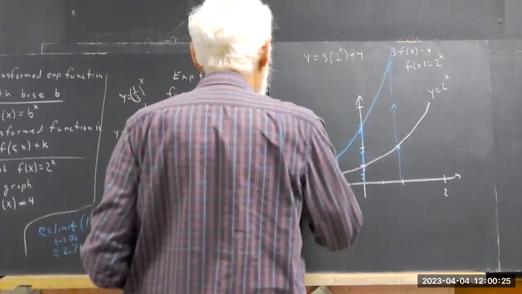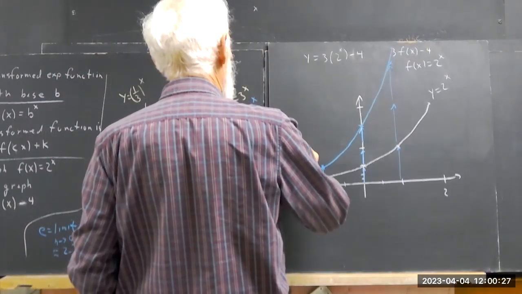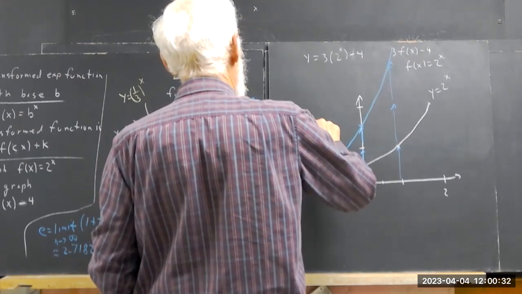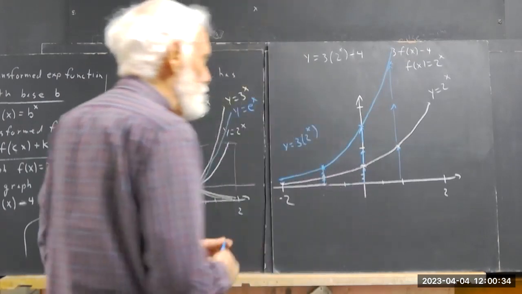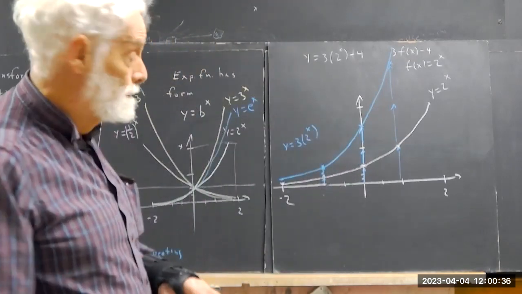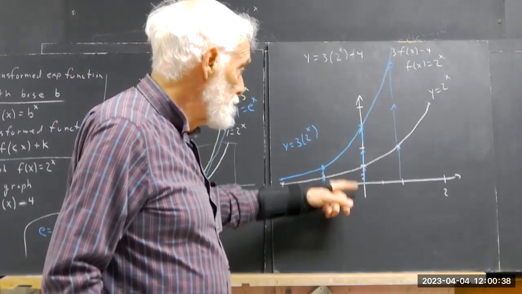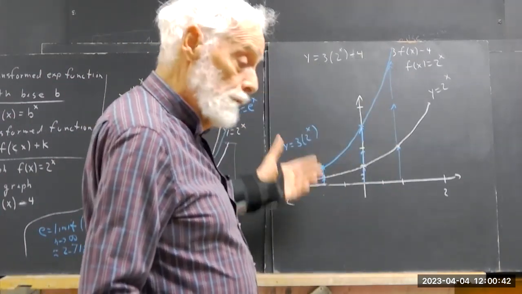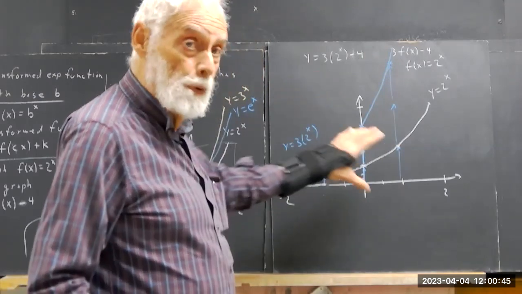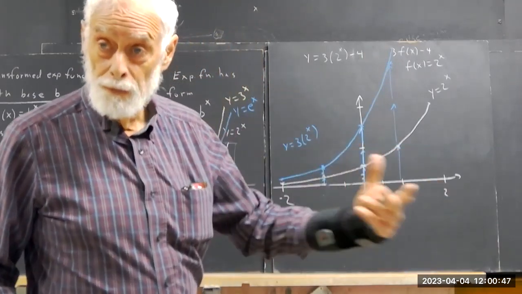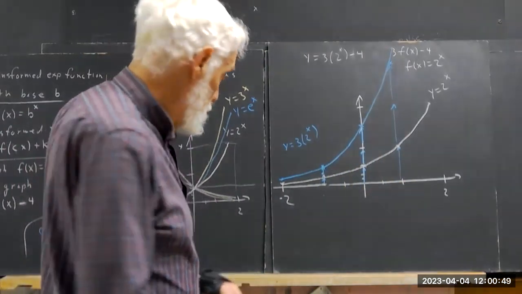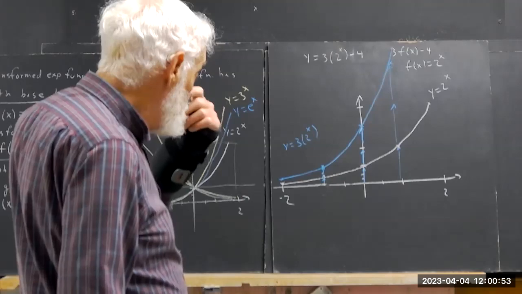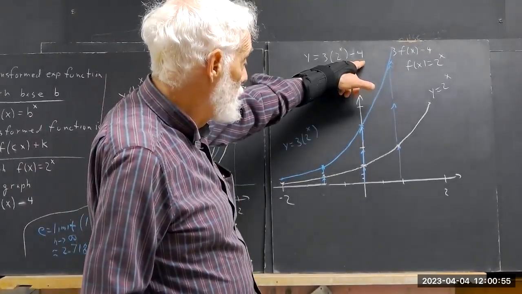This would be your y equals 3 times 2 to the x. If you made a table, you would find that when y is 3, x equals 0, y equals 6, x equals 1, and so on. It would agree with the picture you get if you do these arrows and construct this. Then we've got to do the minus 4.